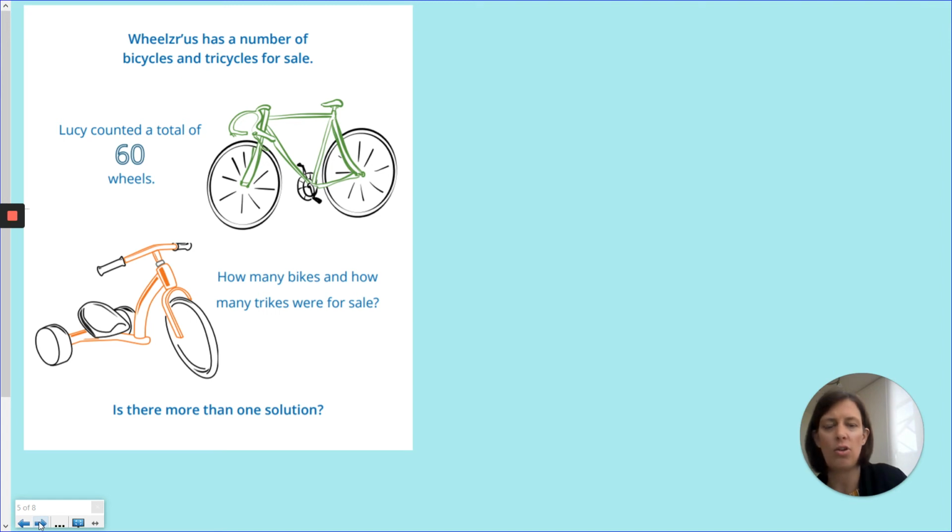So again, it's another good one. I'd probably draw how many bikes she might have and how many trikes she might have until she counts 60 wheels in different combinations. See if you can find one way to solve this problem so she gets 60 wheels. If you do manage to solve it, can you find more than one solution? Okay, so pause the video now, have a go at this puzzle.